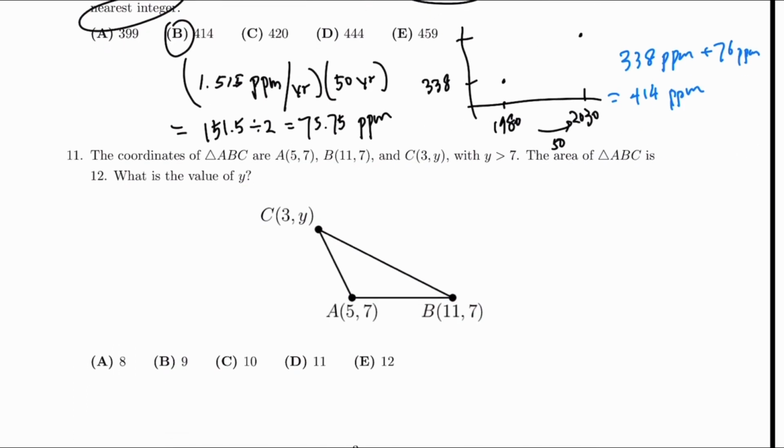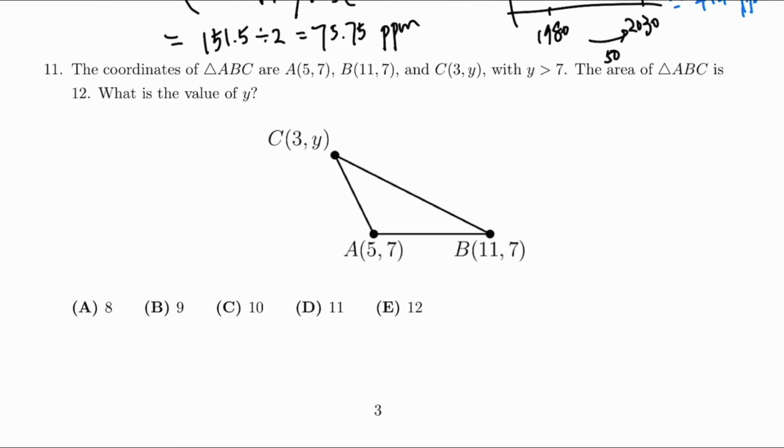All right. Number 11. Number 11 says the coordinates of ABC are (5, 7), (11, 7), and (3, y) with y greater than 7. The area of ABC is 12. We want to find the value of y. And the y greater than 7 just merely means that the point C is going to be above line AB. And the area of it is 12. We know the base is going to be length 6.